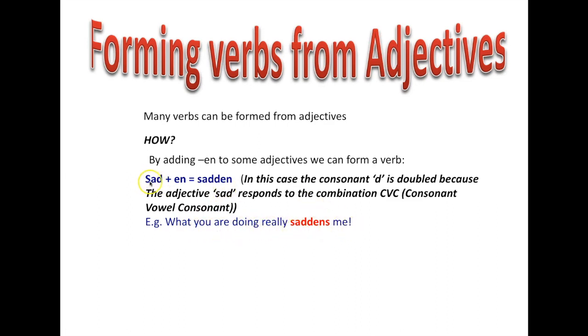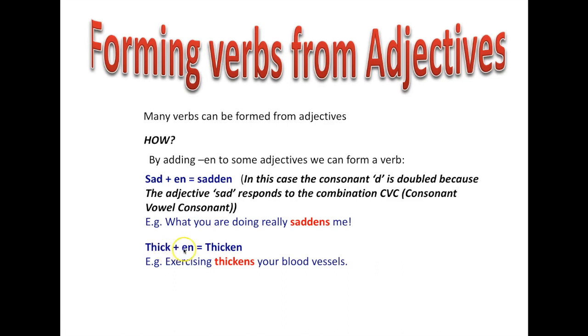Aquí tenemos el adjetivo sad, que significa triste. Cuando le agregamos en, obtenemos el verbo sadden, que significa entristecer. Ahora, la razón por la que doblamos la consonante D es porque el adjetivo sad tiene consonante, vocal, consonante y es de una sola sílaba. Por tanto, aquí doblamos la consonante. Okay? Saddens me.